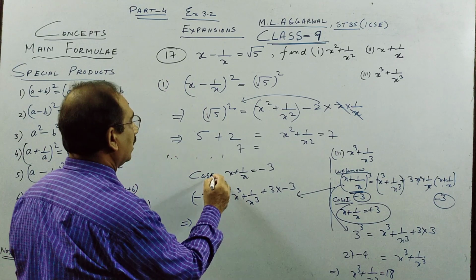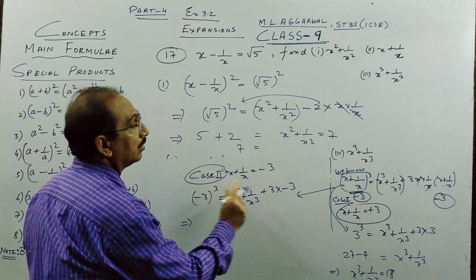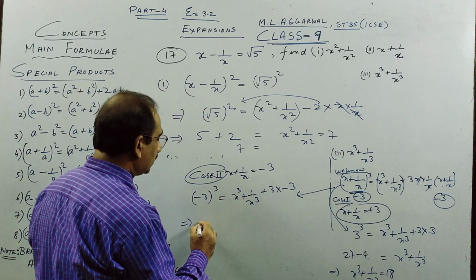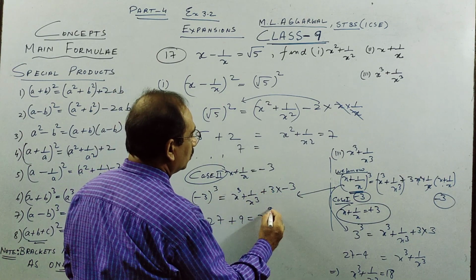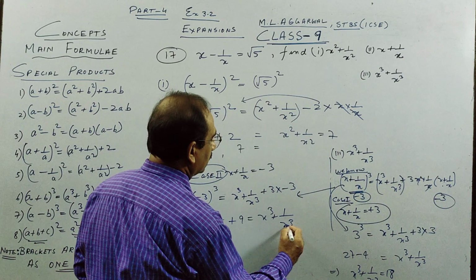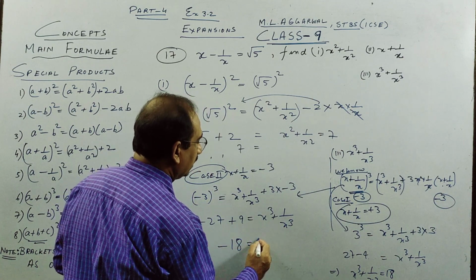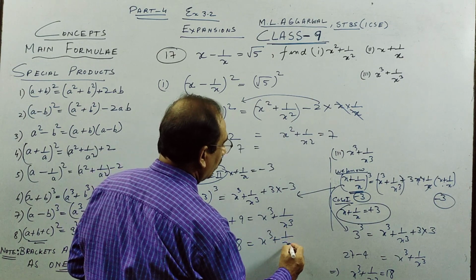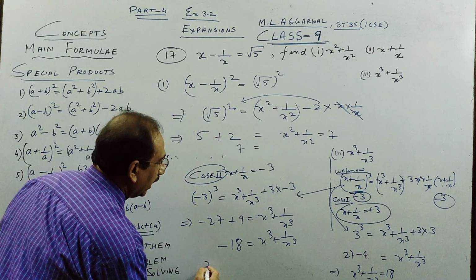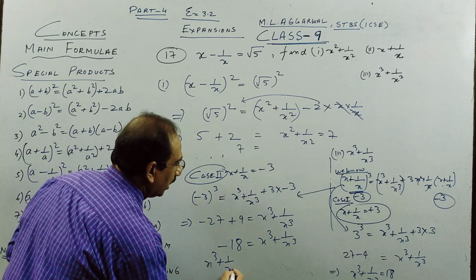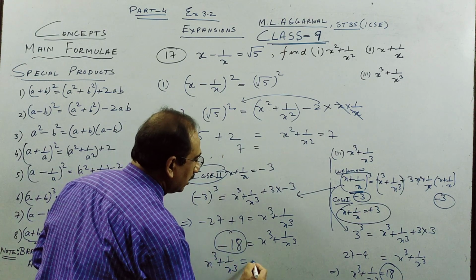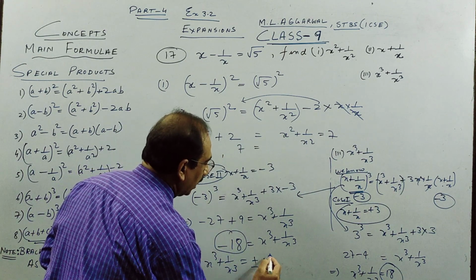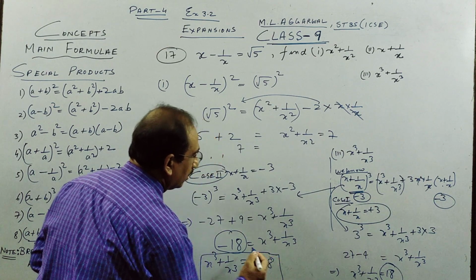Case 1 I had taken as plus 3. So what happens here? This is minus 27 plus 9 comes. So x cube plus 1 by x cube is minus 18. So finally, if you want to see the answer, x cube plus 1 by x cube was plus 18 here, minus 18 here. So the answer is plus minus 18.